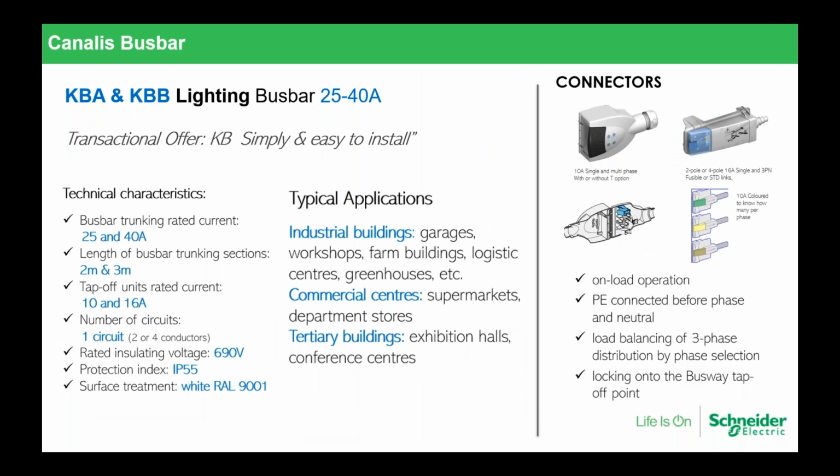This is a little bit on characteristics. As I said, on KB we are covering 25 and 40 amps. Length of the bus bar: 2 meters and 3 meters. Tap-off unit: 10 and 16 amps. Number of circuits: 1 if it's KBA and 2 if it's KBB. The color is white. And typical application is definitely lighting: commercial centers, supermarkets, tertiary buildings.